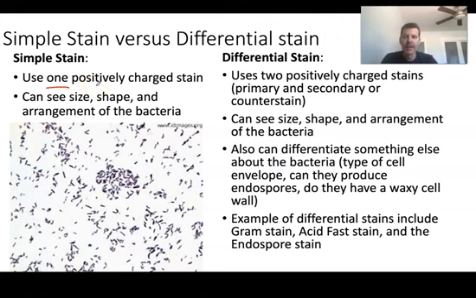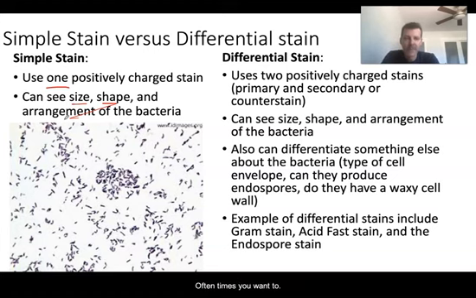You would use just one simple dye, and it's going to be positively charged to interact with the negatively charged bacteria. And what you're going to get is all the bacteria, it doesn't matter what type of bacteria, just stained one specific color. What that will allow you to do is, regardless of the bacterial species you choose, make out their general size, their general shape, and something we haven't talked about yet, called the arrangement of the bacteria. So size, shape, and arrangement. That may be simple enough, and that may be all that you need to do.